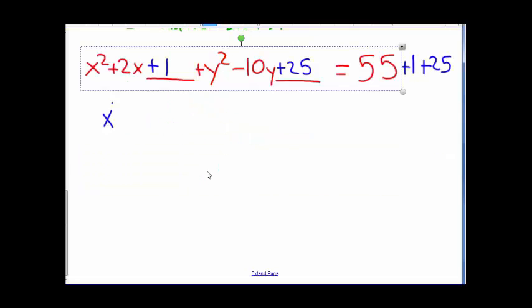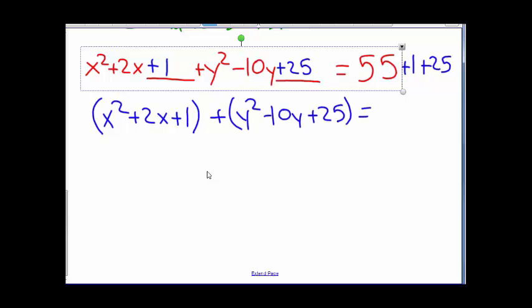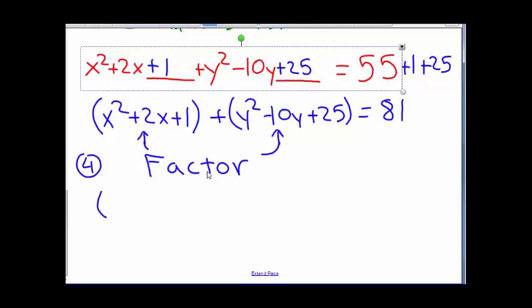Okay, so hopefully some of you are seeing what's going on here. So now we need to factor everything we see here. So we ask ourselves, what two numbers multiply together to give us 1 but add up to be 2? Well, it's 1 and 1. So that first part factors x plus 1 times x plus 1. Same thing with the y. What two numbers multiply to 25 and add up to be negative 10? Negative 5. Since we have the same thing twice, we can rewrite it as x plus 1 squared plus y minus 5 squared.